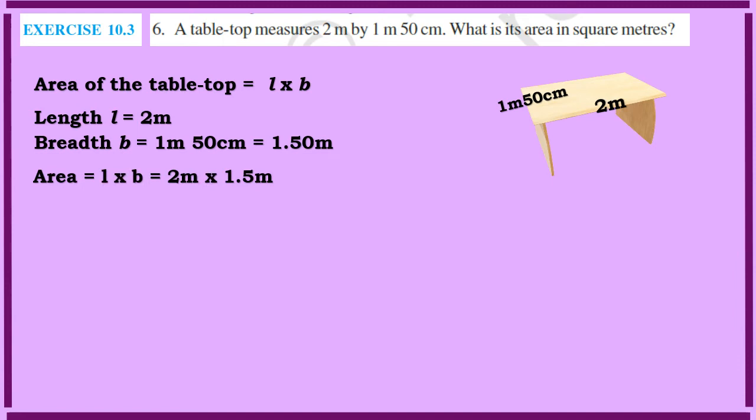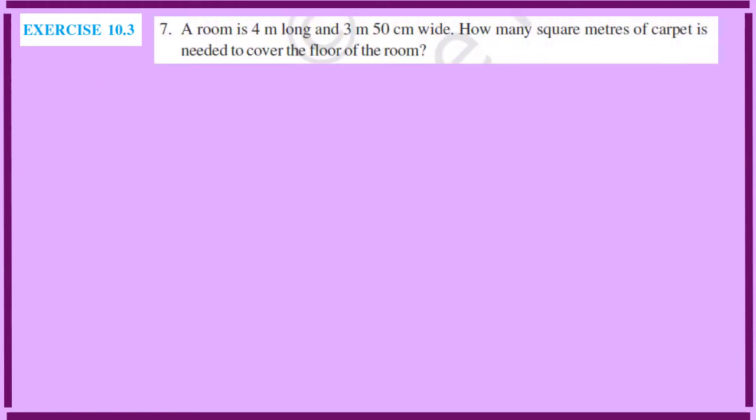Now the area, 2 into 1.5. How will you multiply the decimal? You have to multiply 15 into 2. 15 into 2, what will you get? You will get 30. Now how many decimal places are there in total here? Only one decimal place, is it? So one decimal place should be there in the answer also. So 30, with one decimal place put, it will become 3.0. So the area is 3.0, no need to put the 0. So 3 square meter is the area of the tabletop. Clear? Now moving on to question number 7.